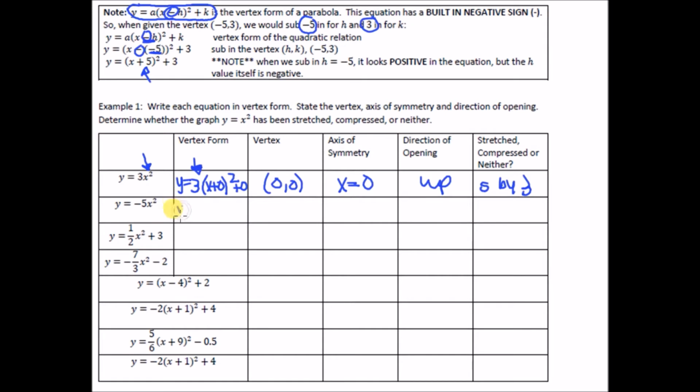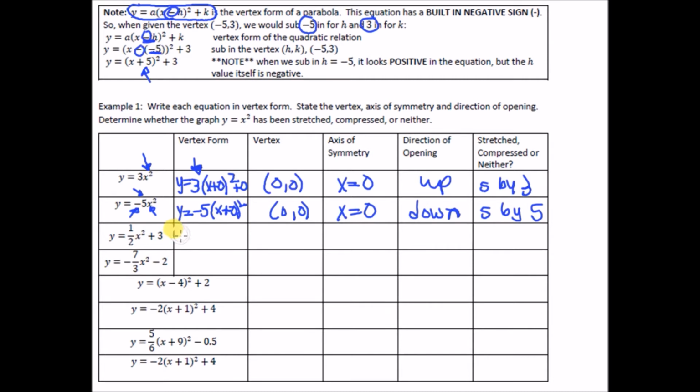Okay, let's go on to the second one. y equals, and we're going to have -5, bracket. There's nothing here beside the x, so we can do x plus 0 again, squared. So again, our vertex is 0, 0, and our axis of symmetry is the x value of the vertex. This one's going to open down. Okay, this is stretched by 5. So the negative sign allows us to know that the direction of opening is down, and then it's stretched by 5, and that's what the 5 stands for as a review.